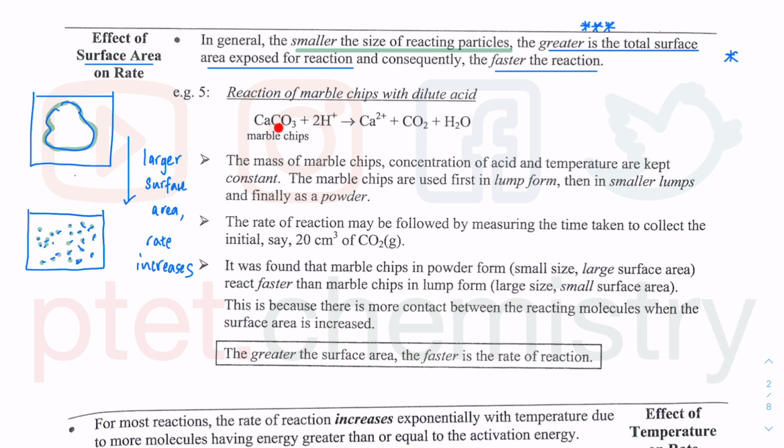Now this is calcium carbonate. This H plus is basically acid. You also know this from year 9 chemistry content: carbonate plus acid, you will get a salt, and then you will get carbon dioxide gas, and you will get liquid water. Carbon dioxide is a gas.